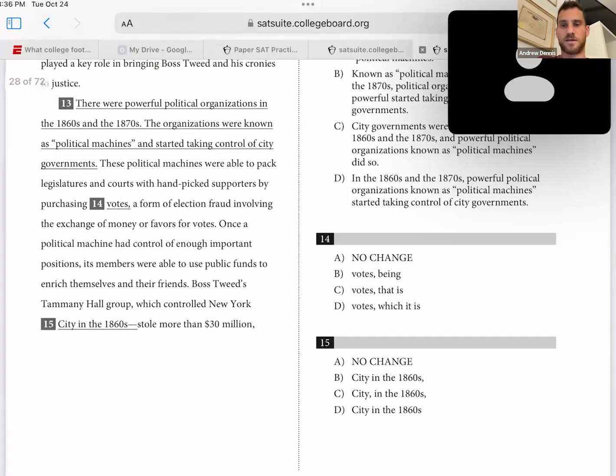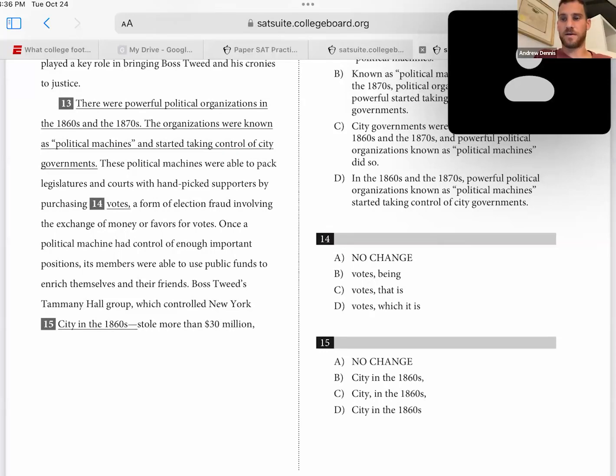All right, nice. So which controlled New York City in the 1860s? Option A: hyphen, which controlled New York City in the 1860s, comma. Option B: which controlled New York City in the 1860s, comma. Option C: which controlled New York City, comma, in the 1860s, comma. Option D: which controlled New York City in the 1860s, no comma. This is a tough one. Any thoughts for number 15? B.